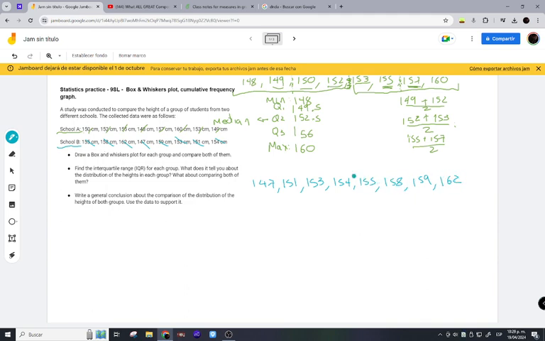1, 2, 3, 4, 5, 6, 7, 8 values as it should be, so we didn't miss anything. Again, minimum 147, maximum 162. So Q1, Q2, which is the median, and Q3, they all come from this set.